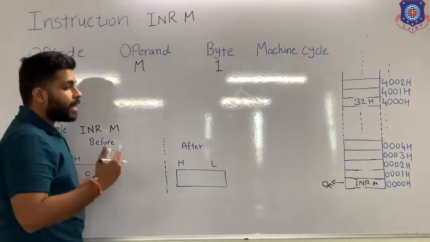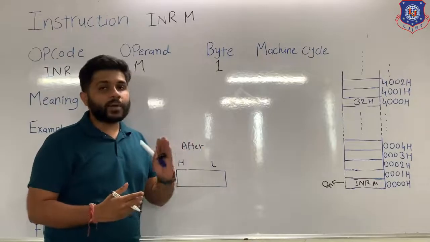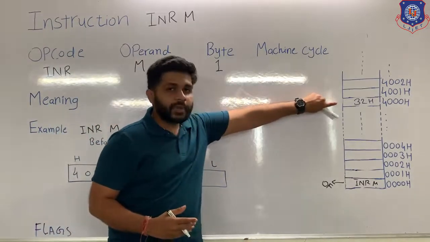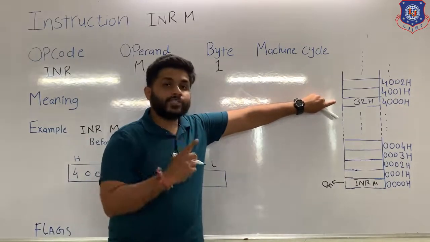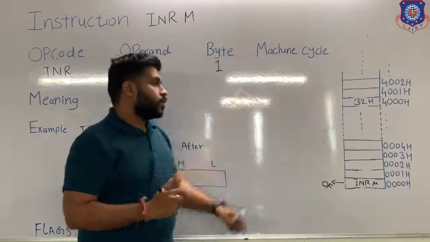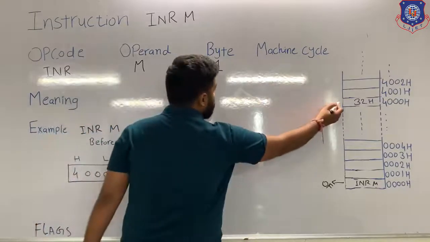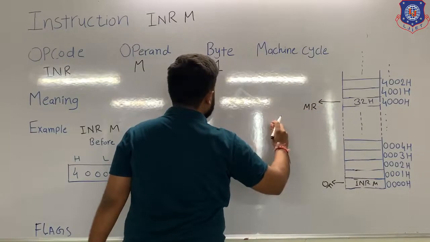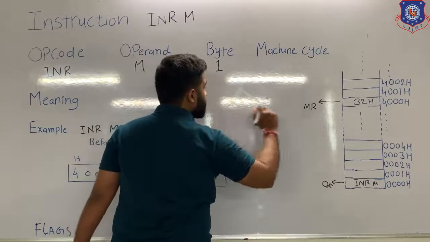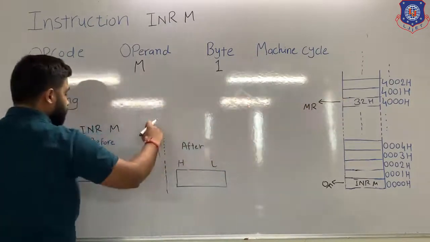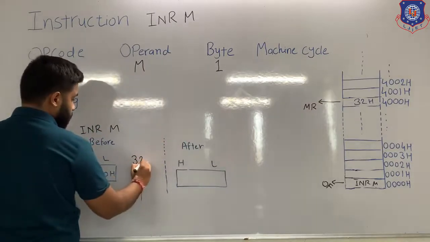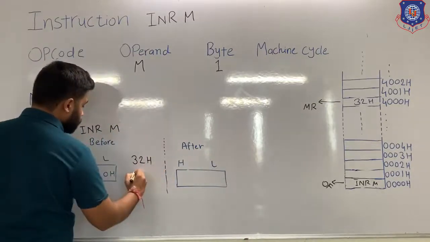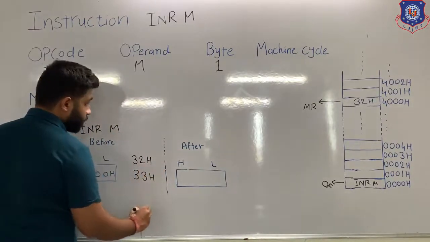Now the processor cannot directly increment the content of memory location. If the processor wants to increment the data which is present in the memory location, the processor first has to read that data. So to increment, the microprocessor will first read that data by performing the memory read. So when the microprocessor performs the memory read, this 32H will be transferred to the microprocessor. After that, the microprocessor will increment this number by 1, so it will become 33H.